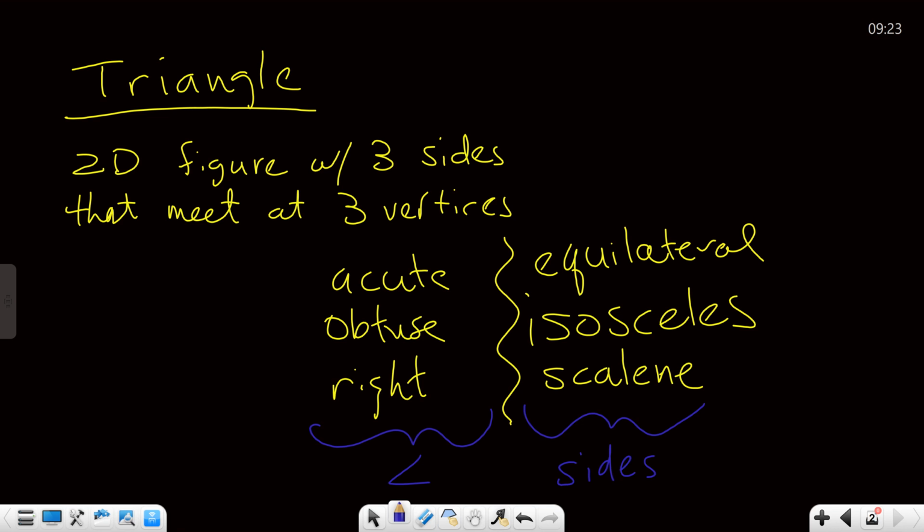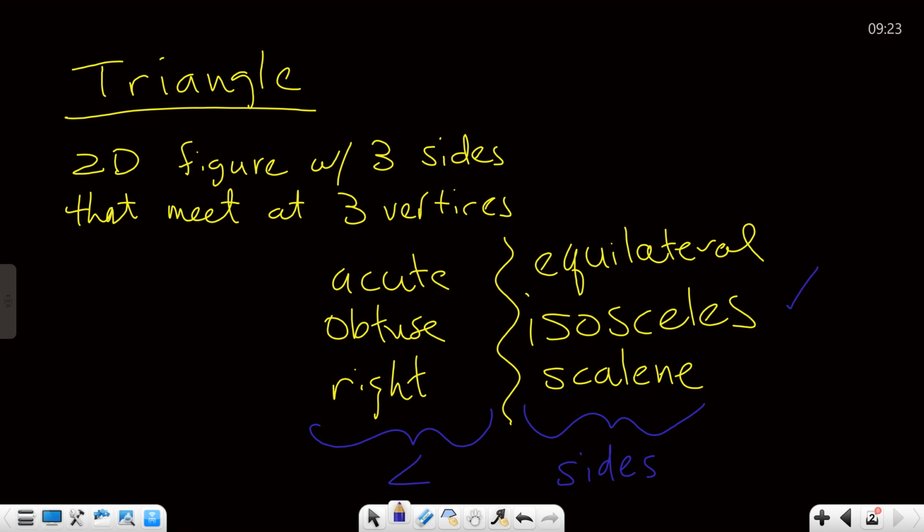Let's go back to this one. So, Scott, you said that means that they have 2 equal sides. Does scalene mean it has no equal sides? Yeah, scalene, no equal sides. Equilateral, 3 equal sides. But you said it has only 2 equal sides, right? Yeah.